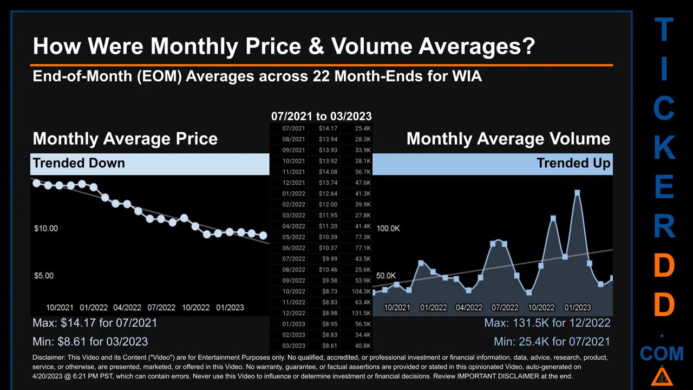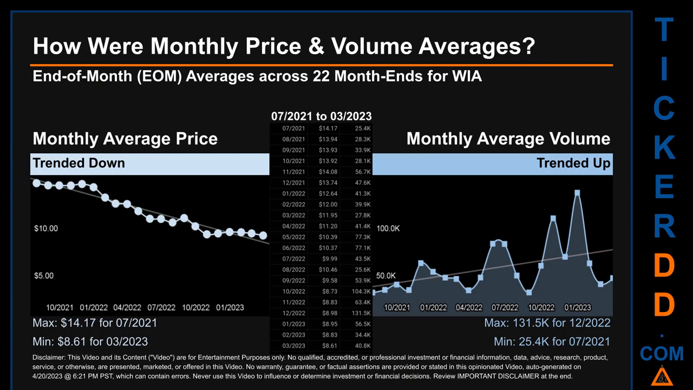How were price and volume averages for WIA? Across 448 trading days, there were a total of 22 month ends, of which monthly averages for daily price and volume were calculated. Overall, monthly price average trended down while monthly volume average trended up. The maximum end-of-month average price was $14.17 for 07-2021 while the minimum was $8.61 for 03-2023.